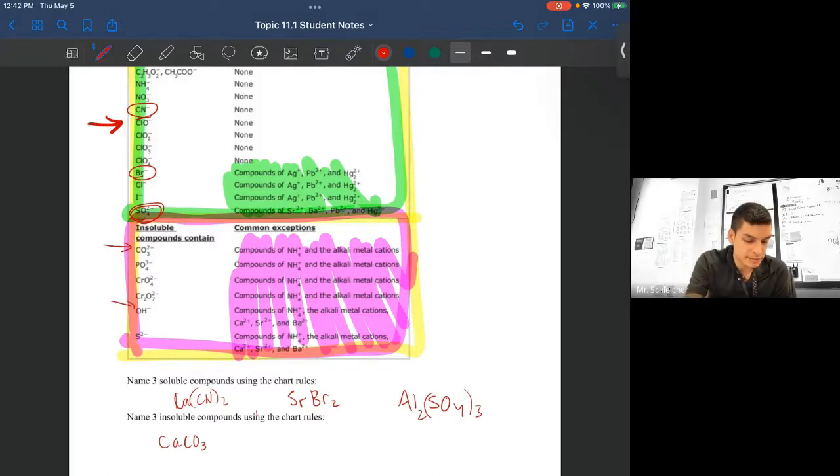Something else. What about something with OH minus, hydroxide? Let's say gold hydroxide, AuOH. I don't think that will dissolve in water. And then maybe something with phosphate, PO4 3 minus, like silver phosphate, Ag3PO4. Just some examples here of things that will not dissolve in water.